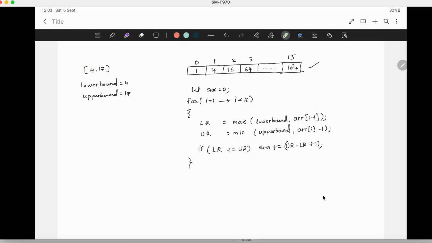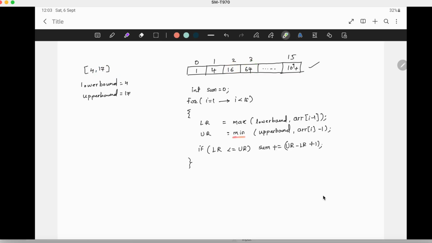Okay, because obviously if 4 is actually greater than this one, we don't want to pick this one, right? So whatever this maximum value 4 that we have, that is something we have to consider. But going ahead, if the element is lying in this particular range, let us suppose 16 is lying in this range, so the lower bound is going to be 16 and the upper bound is going to be 64, or the minimum between this 17 and 64.